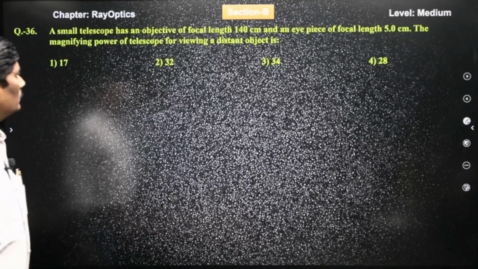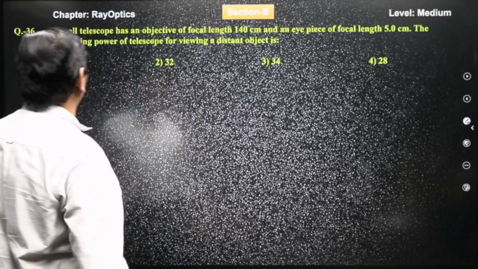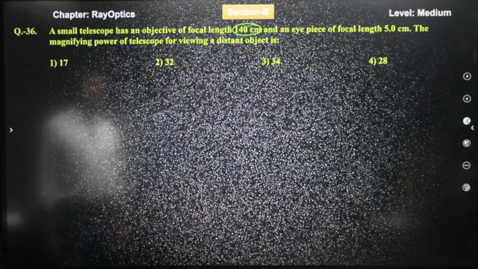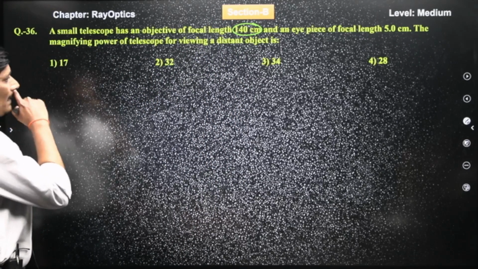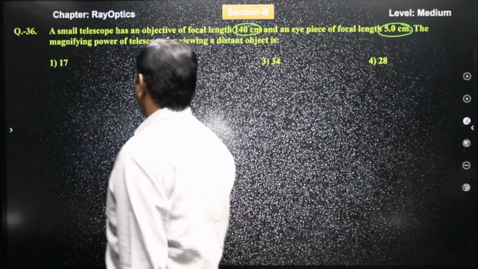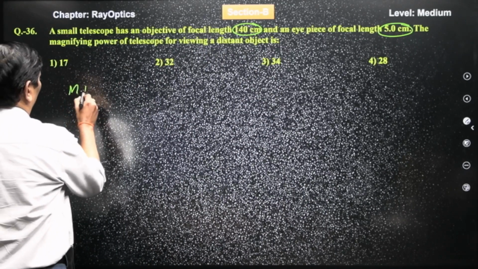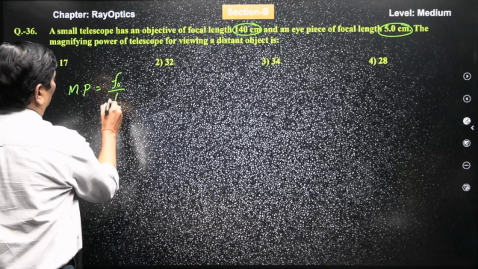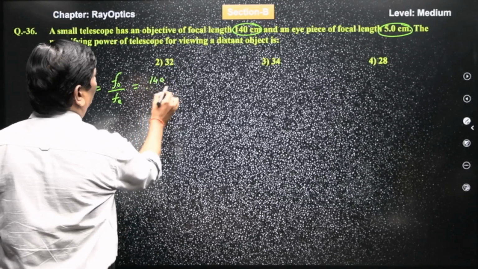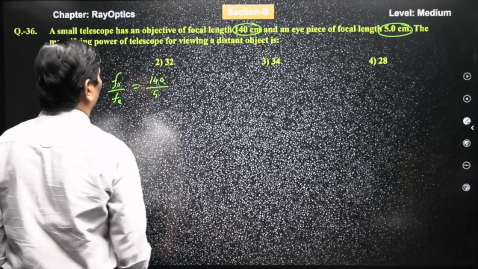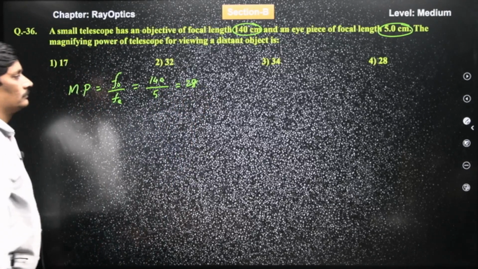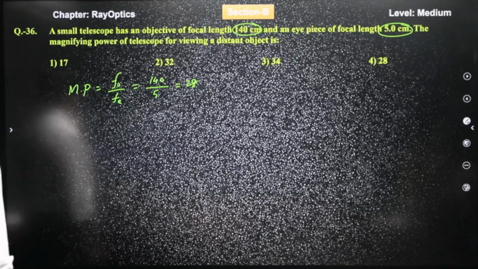A small telescope has an objective of focal length 140 centimeter, that is FO, the objective focal length 140, and the eyepiece has a focal length of 5 centimeter, FE. Magnifying power is FO by FE, the general relation we have. Simple. So this is 140 divided by 5. You will get 28. Simple.